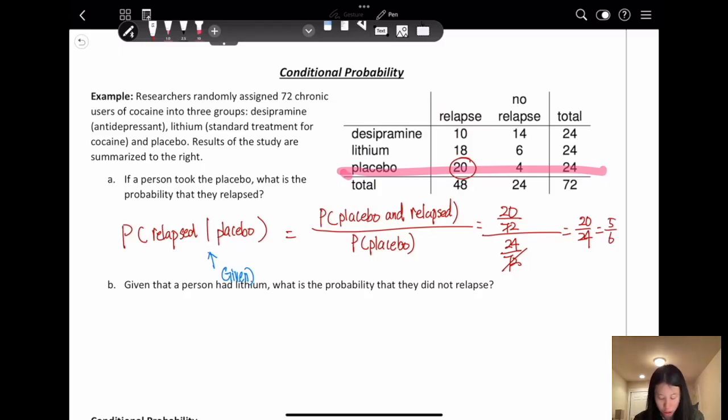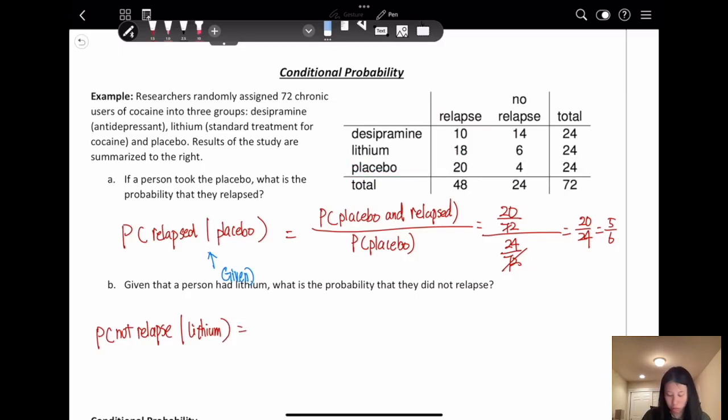Okay, so given the person who had lithium, what is the probability that they did not relapse? So now we're looking for the probability that people didn't relapse, given they had lithium. So now let's take a look. Where is it? Which one is given? Given that they took lithium and then they didn't relapse, which is in here.